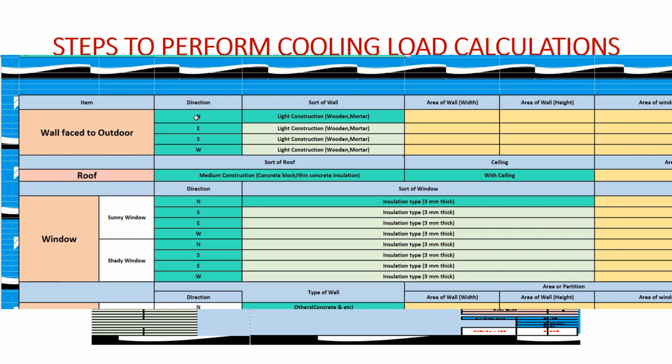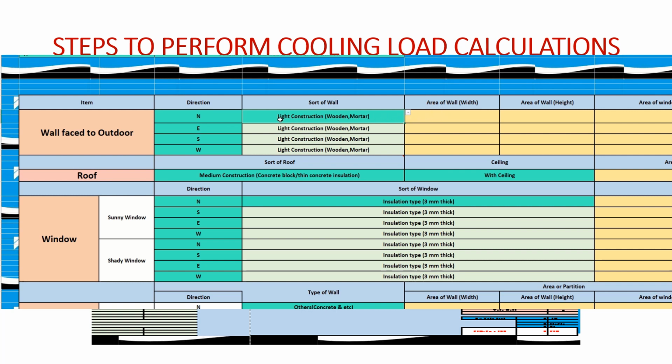We have four types of direction, which are north, east, south, and west. So we do the north first, and here we can select. There are three types of construction: light construction, medium construction, and heavy construction. So we will select light construction first. Let's say we choose light construction. So from here we have the area of the wall.